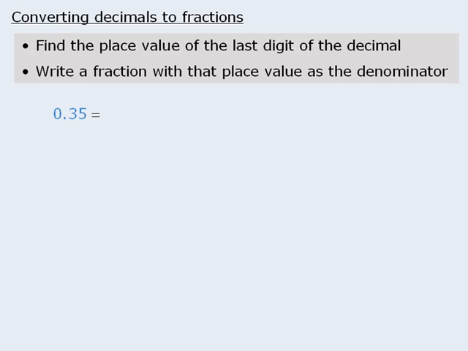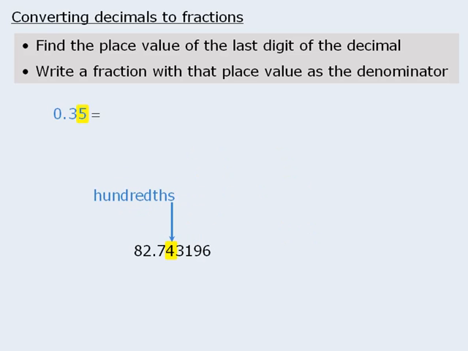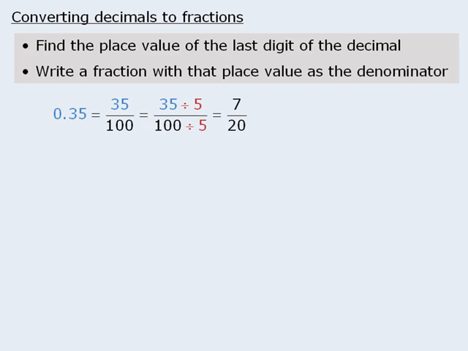To convert 0.35 to a fraction, we first need to find the place value of the last digit, which is 5 here. Well, we can see that 5 is in the 100th position. So at this point, we remove the decimal point and insert the number 35 in the numerator of our fraction. And then we insert the place value in the denominator. So 0.35 is equal to the fraction 35 over 100. At this point, we can simplify the fraction by dividing top and bottom by 5 to get 7 over 20. So the decimal 0.35 is equal to the simplified fraction 7/20ths.